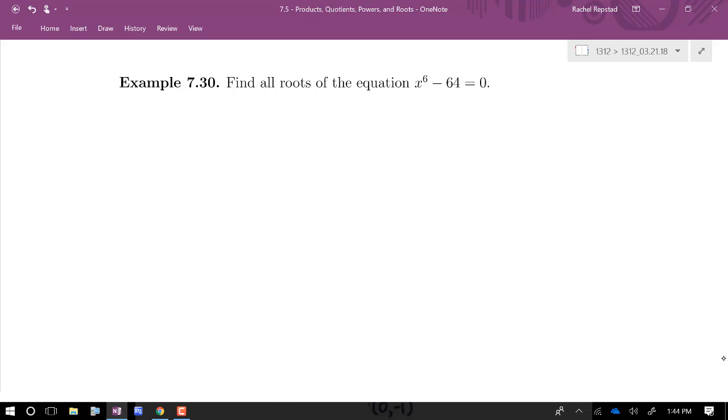So if we want to find all roots of the equation x to the 6 minus 64 equals 0, the first thing I do is look at that and say, well, there's going to be 6 of them. So I know that I'm looking for 6 answers. And one of the first things I would do here is just rearrange this equation. This means that x to the 6th is equal to 64. And when I write it that way, if I want to figure out what x is, I can see that what I want is to find the 6 sixth roots of 64.